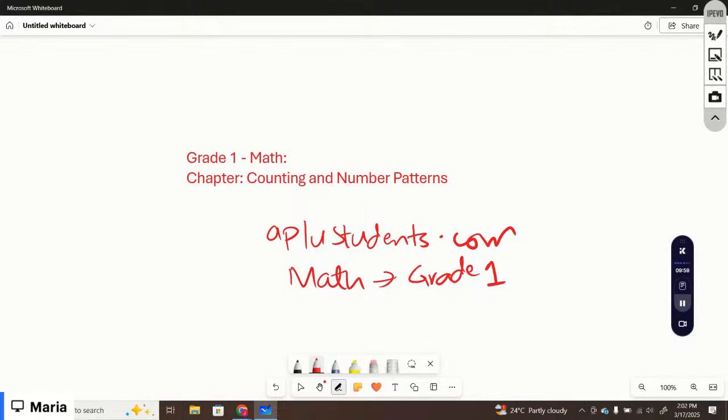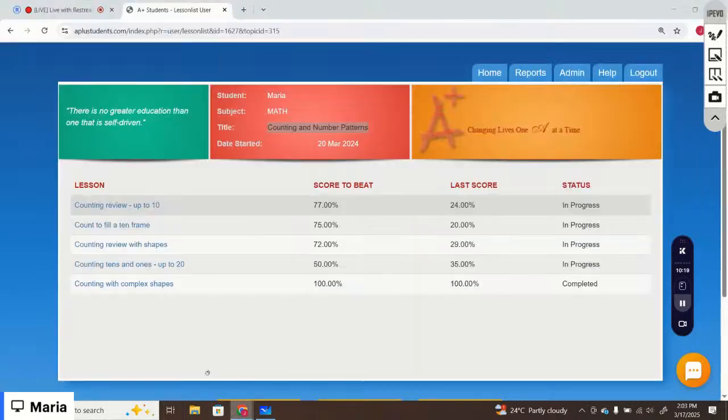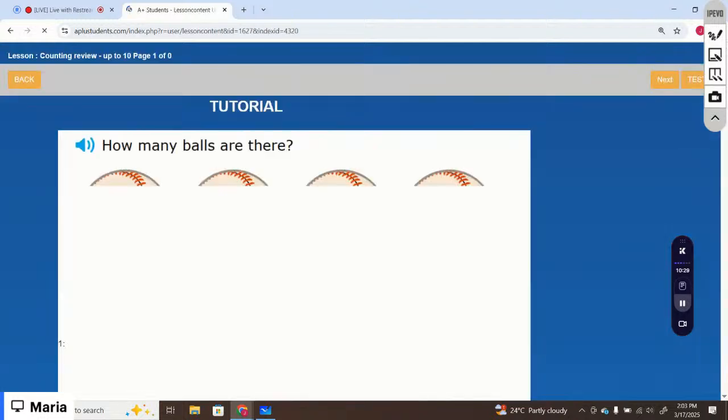We're going to start with the chapter counting and number patterns. Please make sure you have your notebook and pencil so that you can note down the important examples and definitions as well. Here I'm going to read on math. The chapter we are reading now is counting and number patterns. Let's just start with the first lesson, that is counting review up to 10.